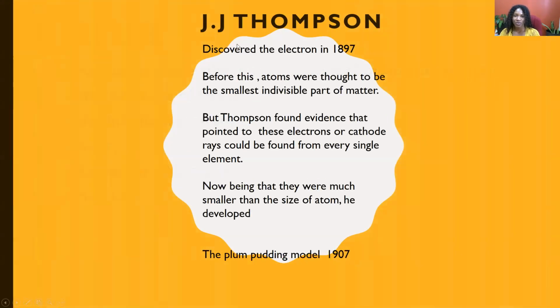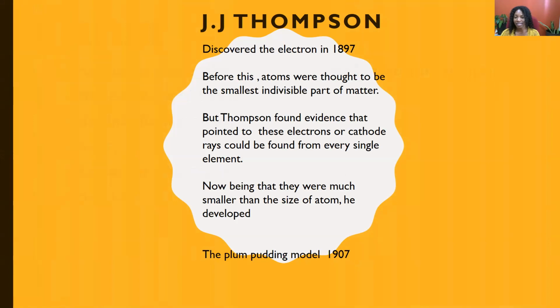All right, so Sir J.J. Thomson discovered the electron in 1897, and before this, they thought that atoms were the smallest, most indivisible piece of matter. J.J. Thomson found evidence that pointed to electrons, or cathode rays, that were basically fired from every single element. Because he realized that there could be particles smaller than atoms, he concluded that these particles were referred to as electrons.